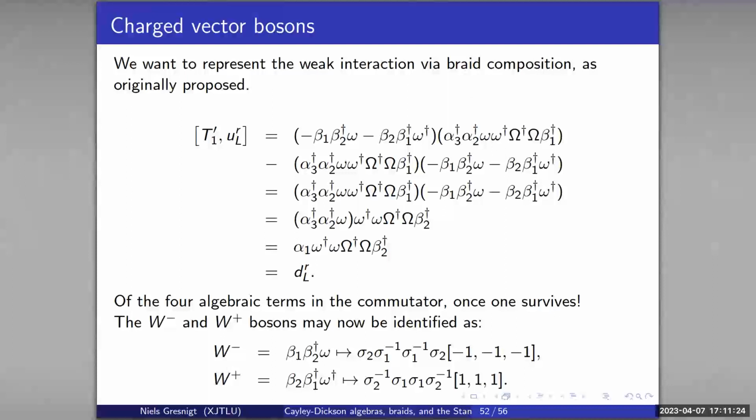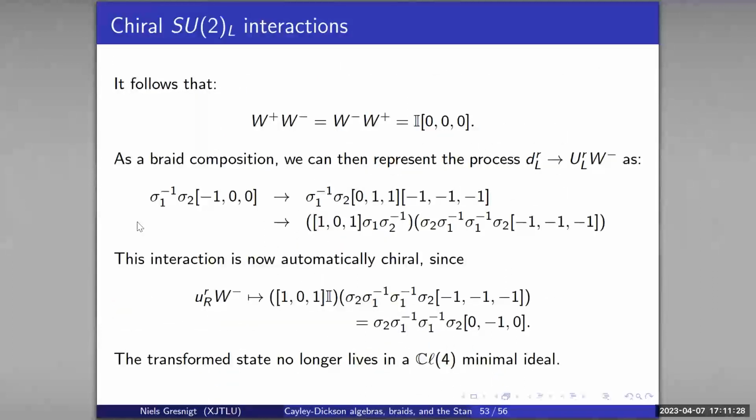Now, quite interestingly, if we now look at some weak process, for example, let's say that you have an up and a down quark that interact via a negatively charged W boson. Then you can represent that as a braid process via braid composition, which was exactly the idea in the Hilo model that Sundance, Bilson-Thompson wanted to do. So that seems to work quite nicely.